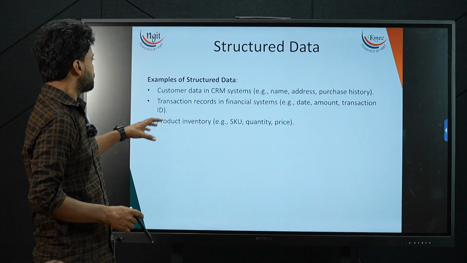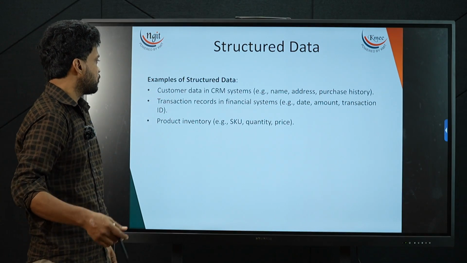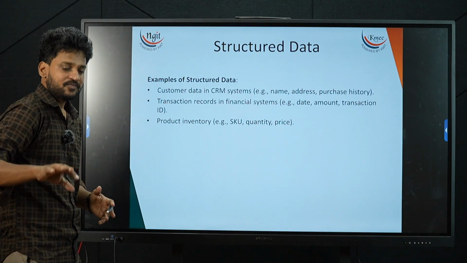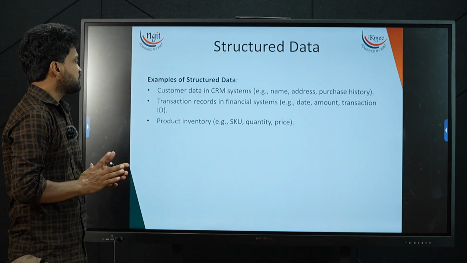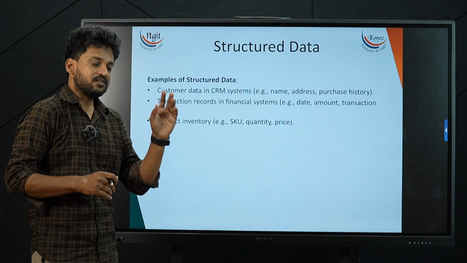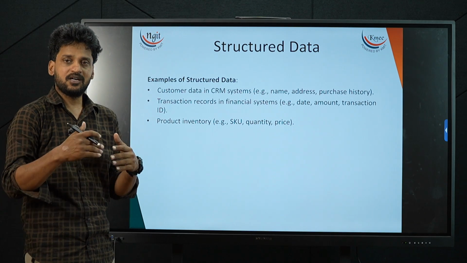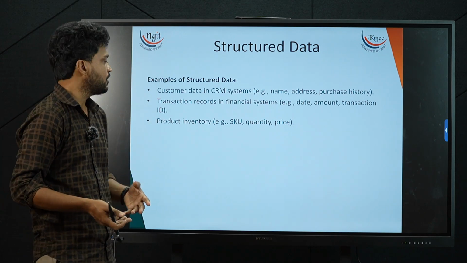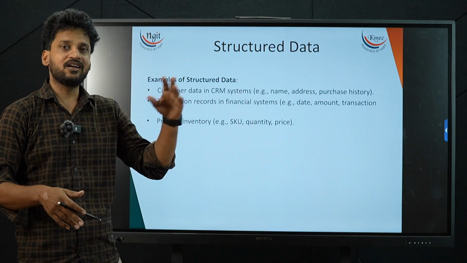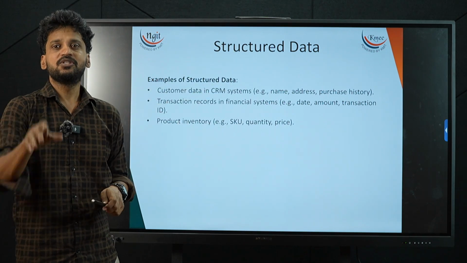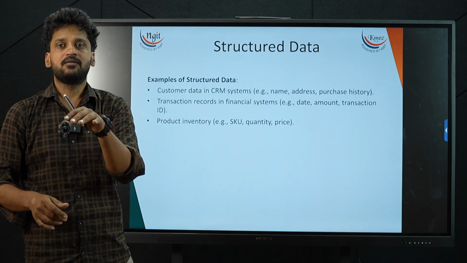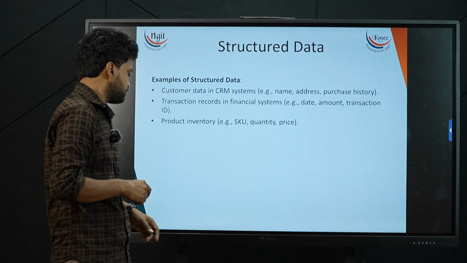Next are examples of structured data: customer data in customer relationship management systems, such as name, address, purchase history, as I already discussed. Your student database. Transaction records in financial systems: date, amount, transaction ID. In a financial system, let us say a banking system, on which date, what is the transaction, or on which date you opened the account. Next is product inventory: SKU, quantity, price. Now currently, what is the price of the product? Earlier, what were the trends of this product price? How is this varying? By using the pictorial representation of a graph, you will be able to visualize this product inventory.